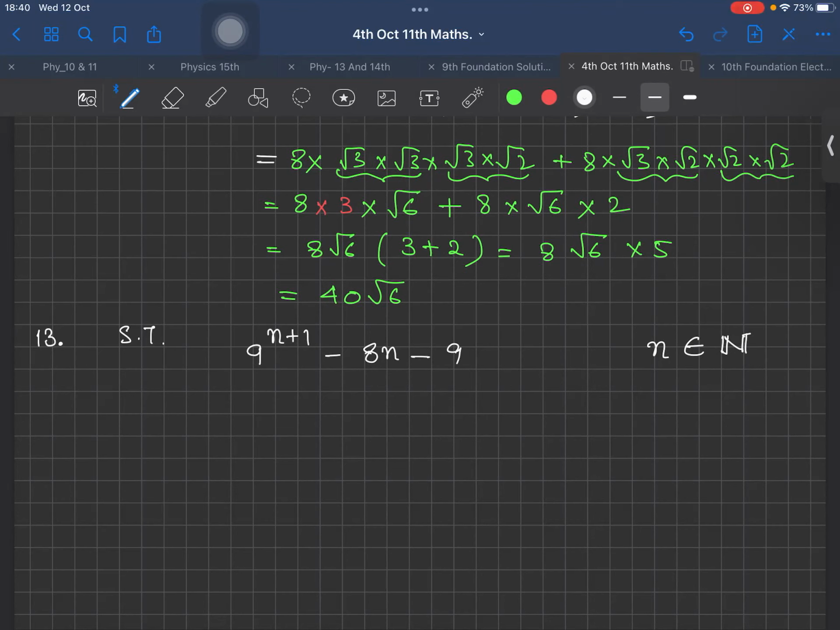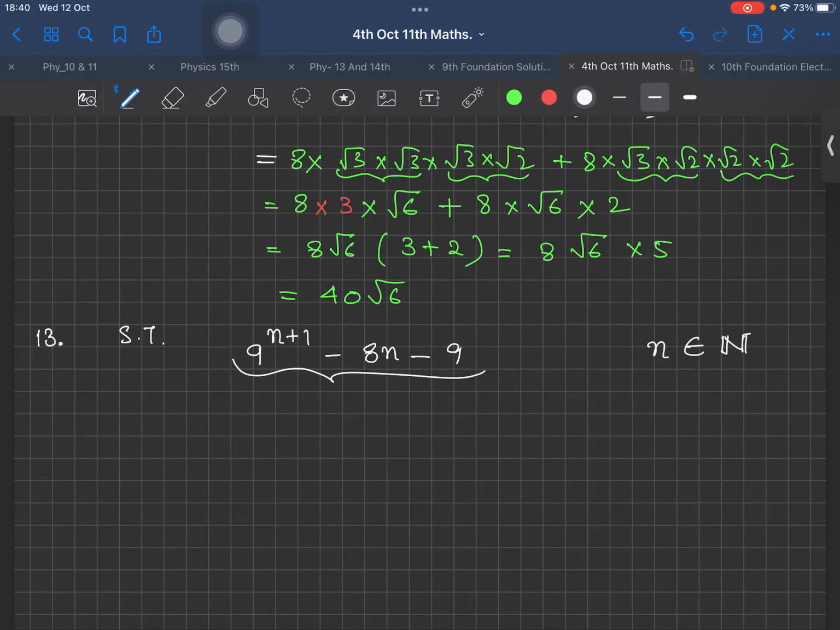Positive integers are 1, 2, 3, 4, and so on. These are positive, and these are also natural numbers, right? So positive integers are natural numbers. Now, if you want to show this, you had a chapter, I think the 4th chapter, called Principle of Mathematical Induction. So these proofs are mostly based on that.